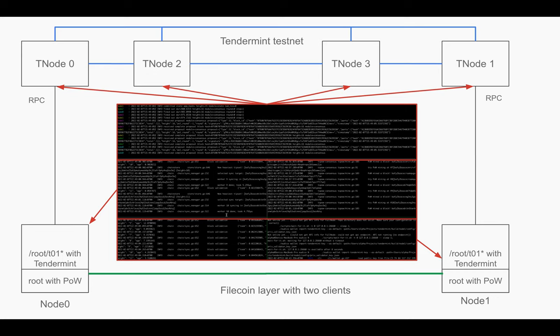On this slide, you can see the demo setup. So we have a Tendermint testnet consisting of four Tendermint nodes, and all logs from these nodes will be shown in the upper section. Then we also have two Unicode nodes, node 0 and node 1, and all output from node 0 will be shown in the middle section, and from node 1 in the bottom section.